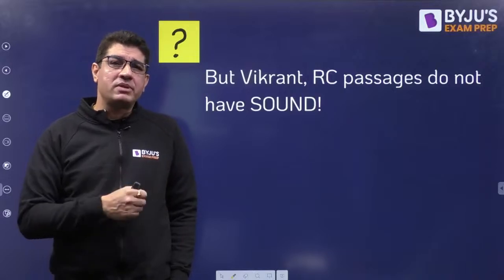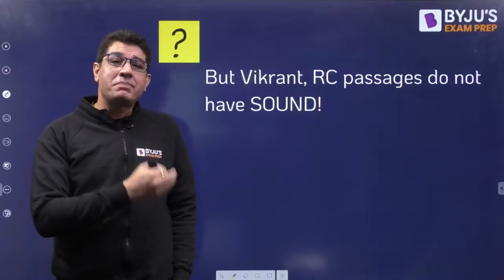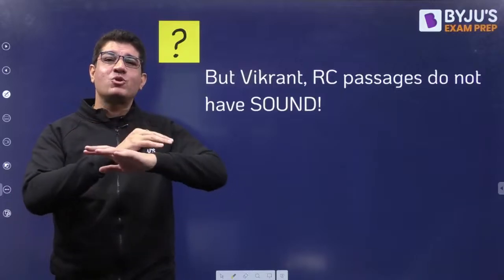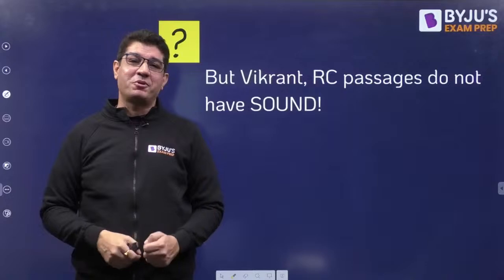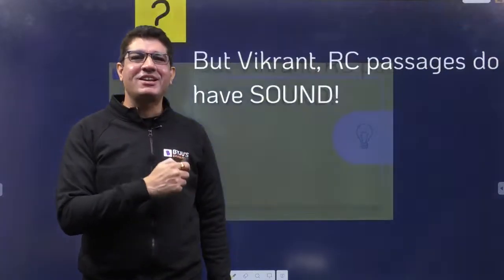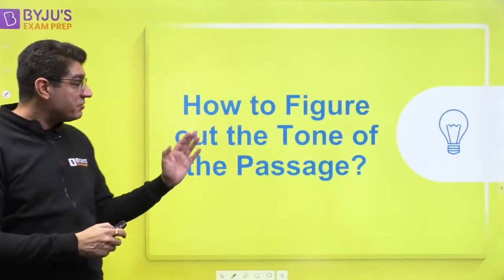You just said that you have this superpower, you just hear and you're able to figure it out." But then the problem here is that RC passages just give me written words. There is no sound available. So in that scenario, how do I go on and figure out the tones? So let me tell you how you figure out the tone even in that scenario.